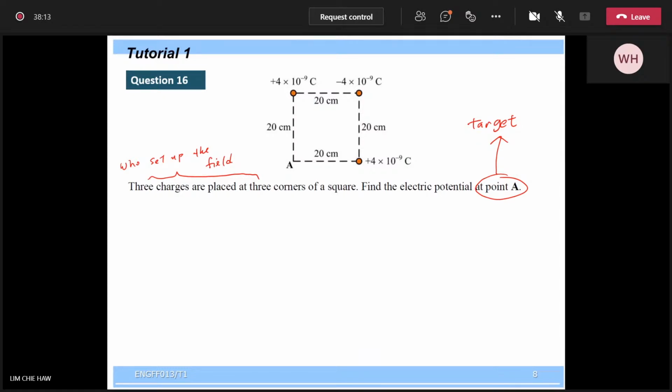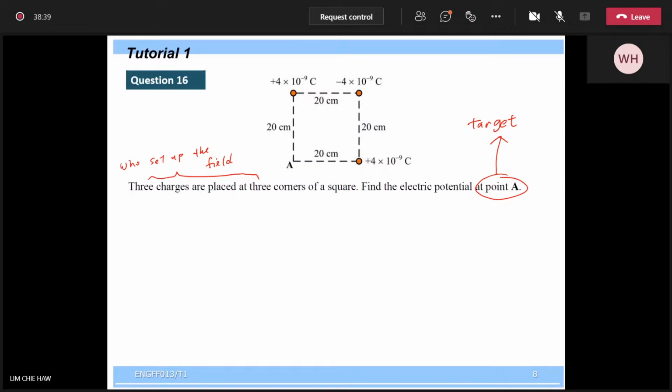Remember in one of the lessons I did explain that if you need to find the electric field at one point, the question could either involve a test charge or not involve a test charge. Still remember that? So for this question number 16, at the target, which is point A here, we don't need to involve a test charge.